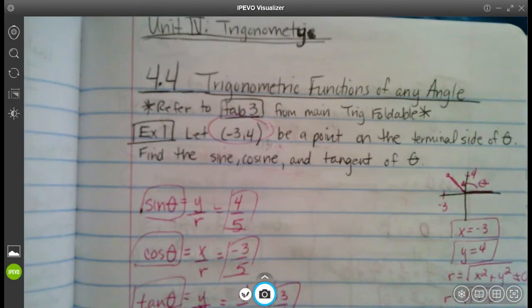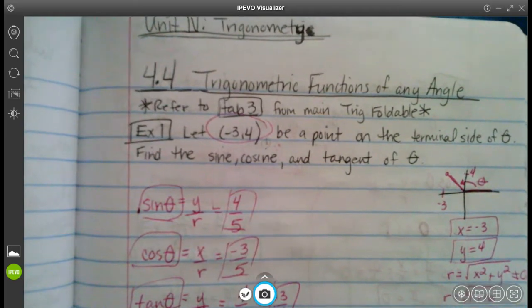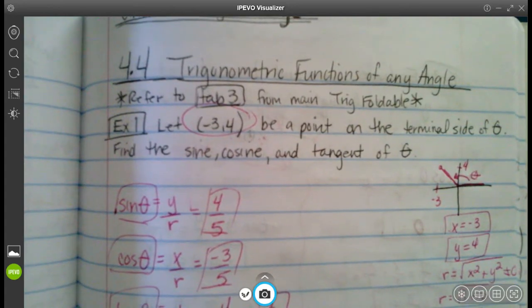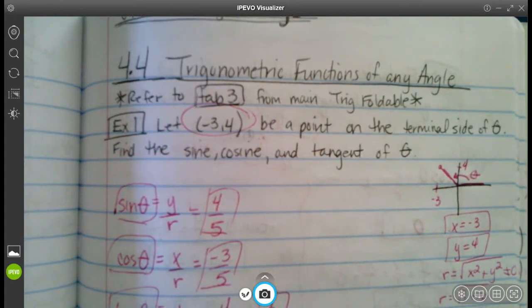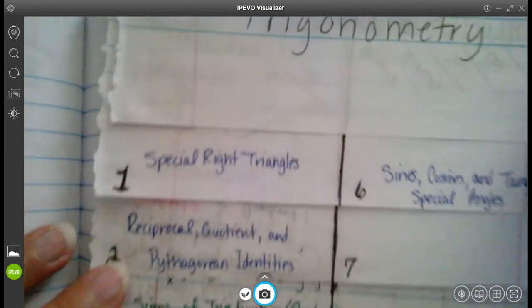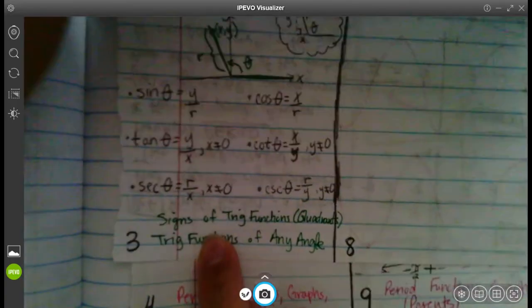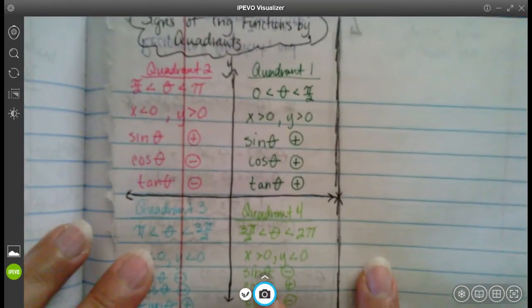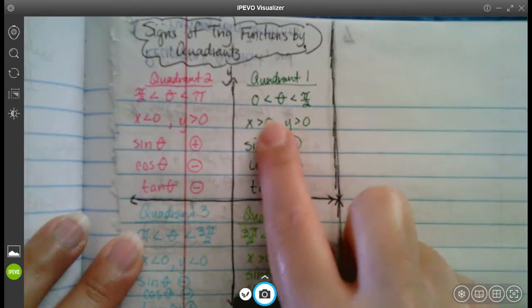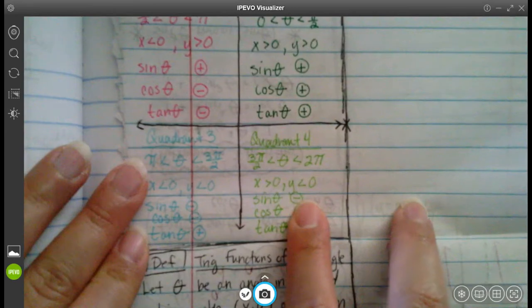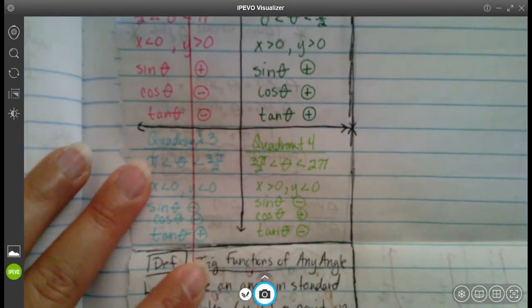So here's example 1. We have that the point (-3, 4) is on the terminal side of theta, and we need to find the sine, cosine, and tangent of theta. The tab I'm referring to for the foldable is this one right here. Basically this one tells us all the signs of sine, cosine, and tangent here at the top. In quadrant 1, we have the following; quadrant 2, this; quadrant 3; and quadrant 4. Just to give a quick background.